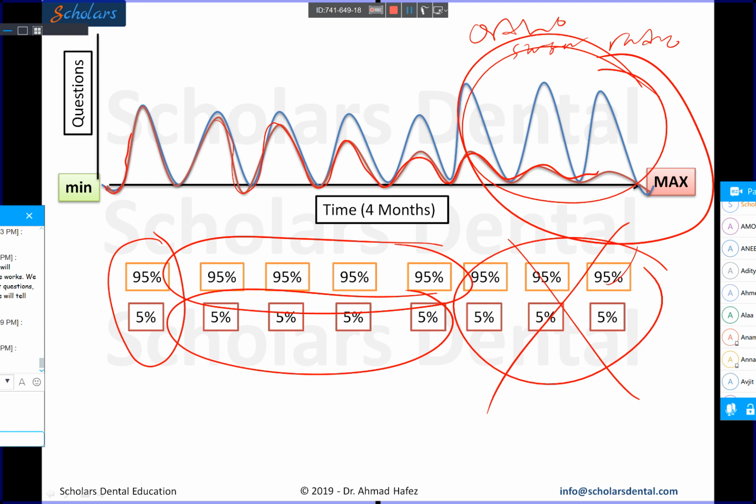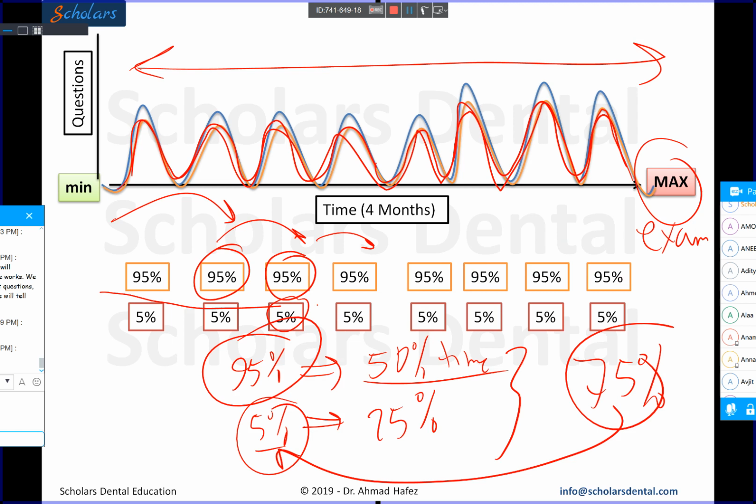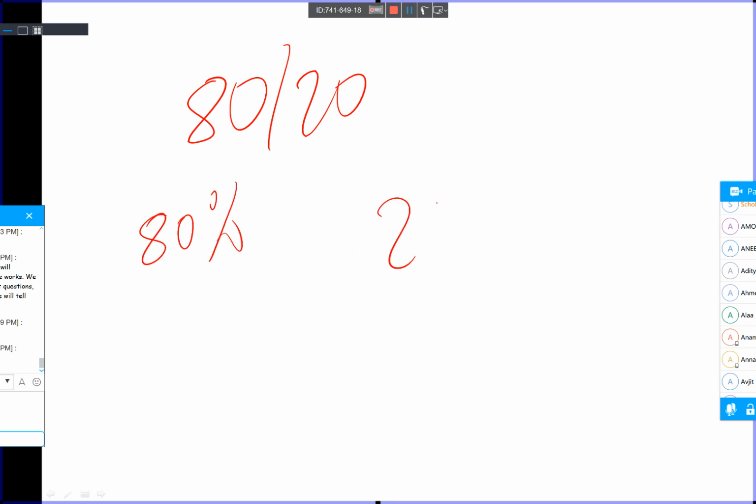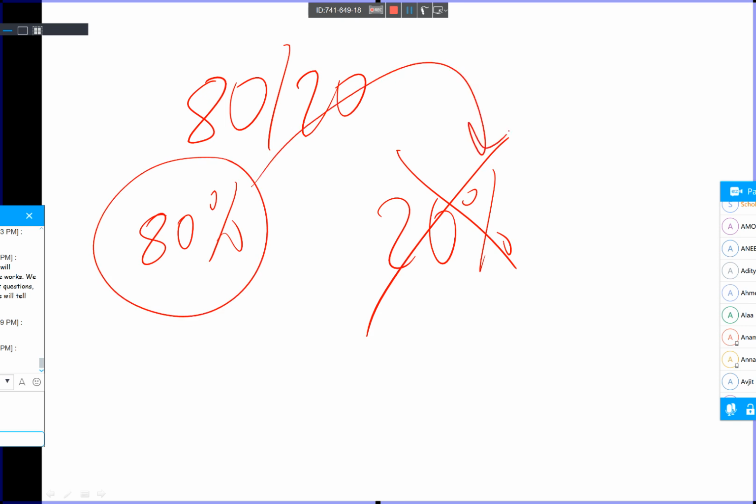So what's the right thing to do? Keep a steady pace, focus on the important 95% throughout the course, and leave the things that bother you. Actually, there's something called the 80-20 rule, if you guys know. What's the 80-20 rule? It's a time management rule. It says that 80% of your problems come from 20% of things. So get rid of the 20%. If 80% of your problems are coming from 20% of the things around you, get rid of that 20% so that you get rid of the 80% of problems.